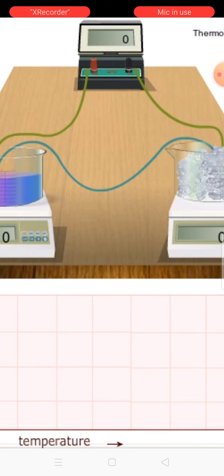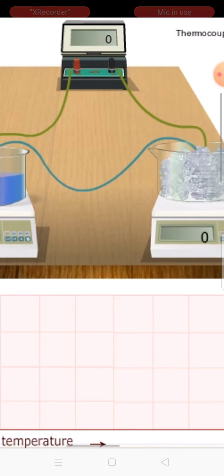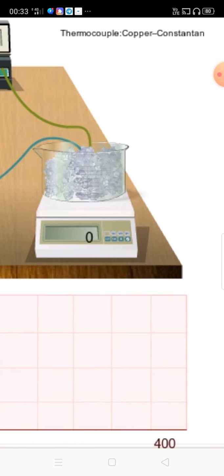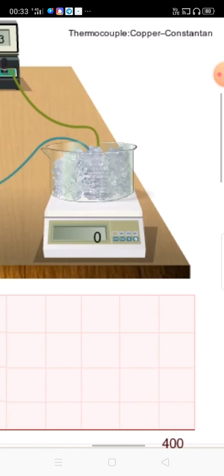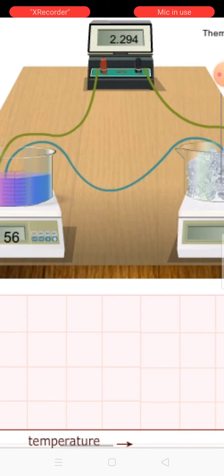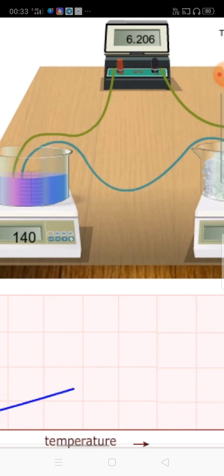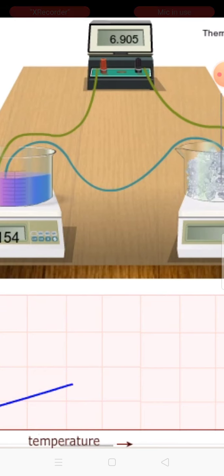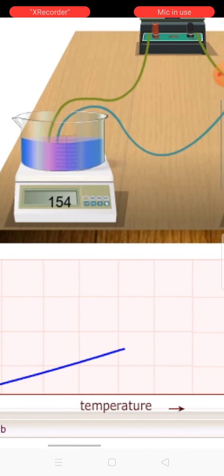Here is a graph. This graph indicates that whenever the temperature of the hot junction changes, definitely the voltage will change. See, the chart is already changing, the temperature is changing, the corresponding hot junction voltage is changing, it is rising, it started from 0, and now it will be stable at 154, and it is showing 6.905 millivolt. Now accordingly the graph appears, right?